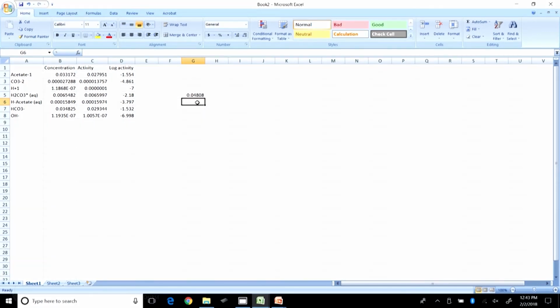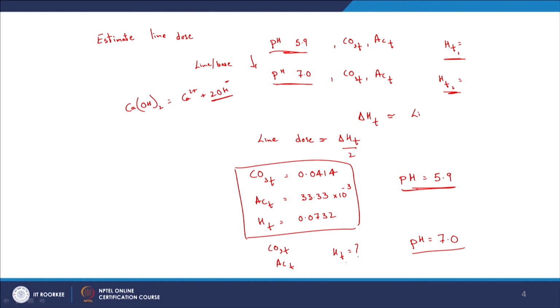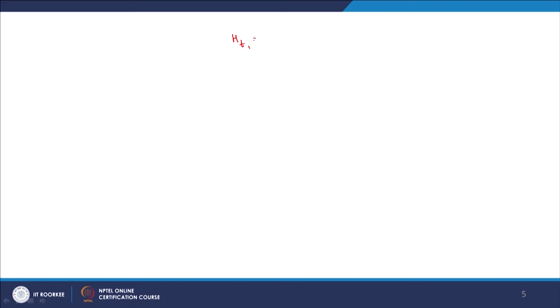So, let me plug that in here. Now H total 2 was equal to 48.1 millimolar, right, and what was the H total earlier? It was 73.2 millimolar. So, let me write that down here. H total 1 was equal to 73.2 millimolar and H total 2 was equal to 48.1 millimolar, right, and this was obviously at a pH of 5.89, and this is obviously at a pH of 7.